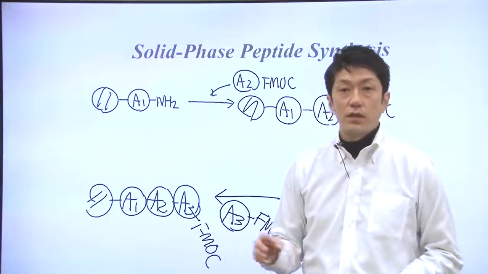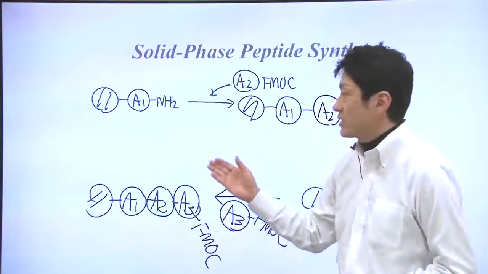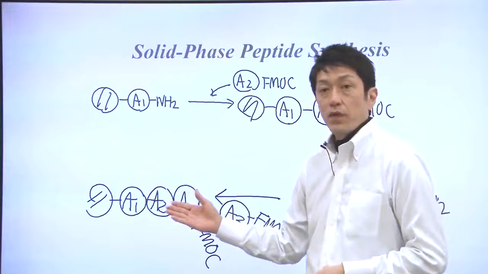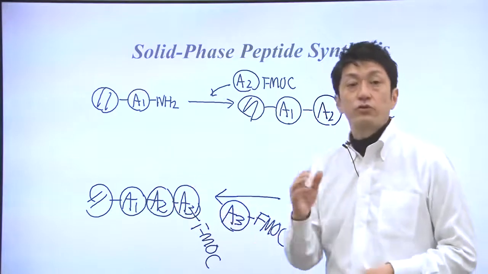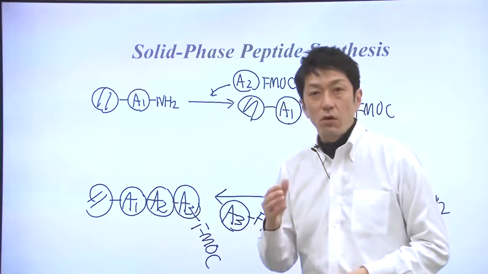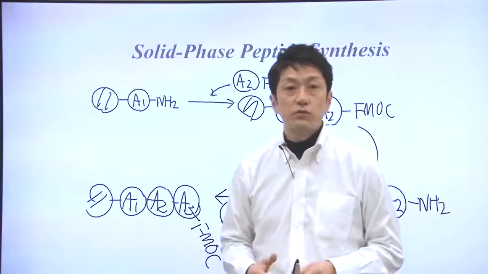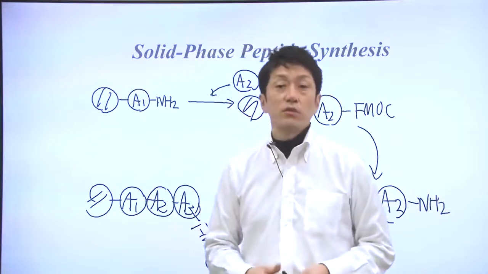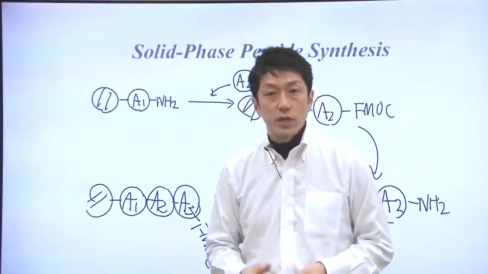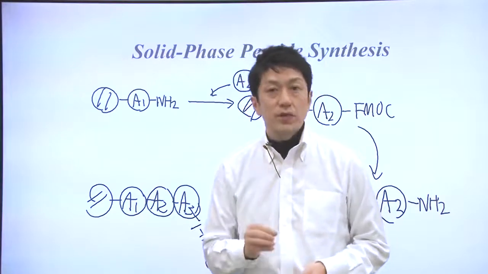Then finally, the sample is treated with acid to release the peptide from the solid support and to deprotect all the side chains. These processes are actually simple enough to automate. In the next video clip, I will show you an automated peptide synthesizer.